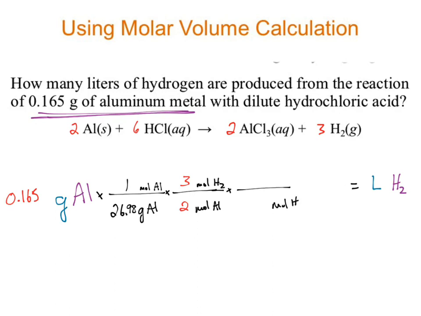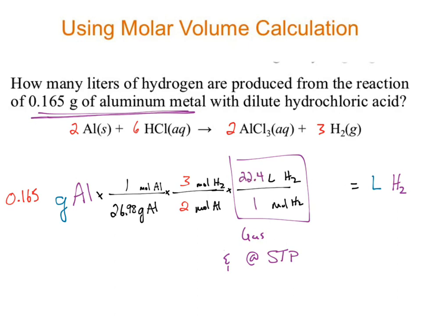Mole of H2 to liters of H2. Oh, can I do that? Oh, yeah, I can do that. I can use that by making what assumption? That the H2 is coming out as a gas. Is that really an assumption? Not really, no, it actually says gas in the equation. And I'm at STP. 22.4 liters is 1 mole. So when you assume that it's at STP, it allows you to do that calculation.